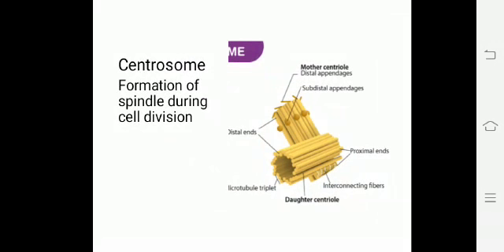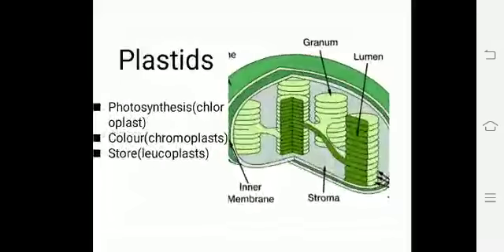The next one is plastids. My dear students, we can find these plastids in the plant cell only, not in the animal cell. Plastids are responsible for some colors. There are three types of plastids: chloroplast, chromoplast and leucoplast. What is the chloroplast? This chloroplast contains the chlorophyll pigment. Because of the chloroplast, the leaves of the plant look green in color. This chloroplast is also involved in photosynthesis to prepare food.